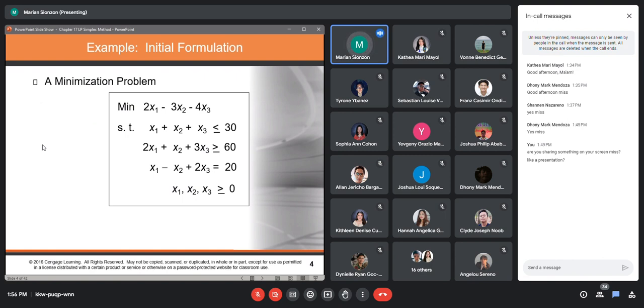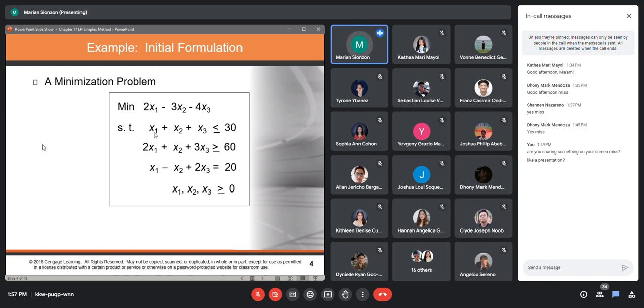Okay, so this one is an example. You have a minimization problem. You minimize 2x sub 1 minus 3x sub 2 minus 4x sub 3. Notice that there are three variables, x sub 1, x sub 2, and x sub 3. Your objective function is minimization, and there are three constraints plus the non-negativity constraint. Take note, the non-negativity constraint will always be part of your linear programming problem.